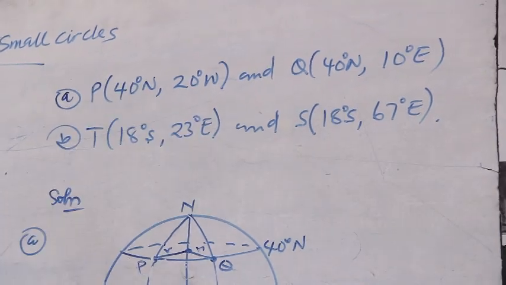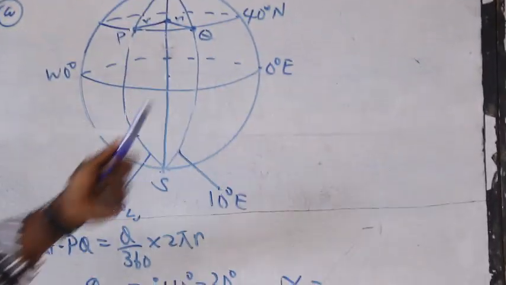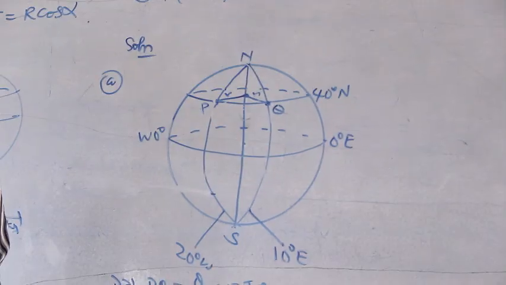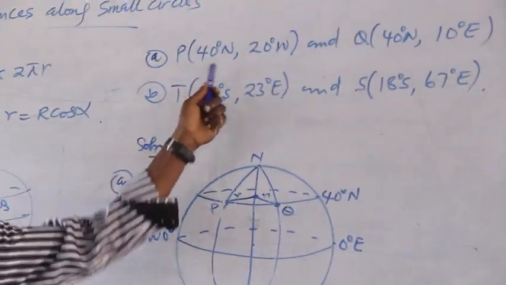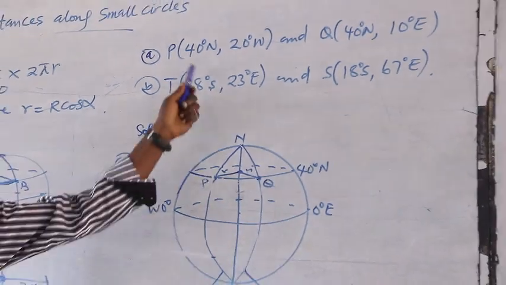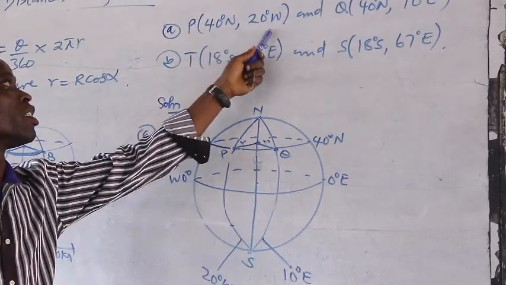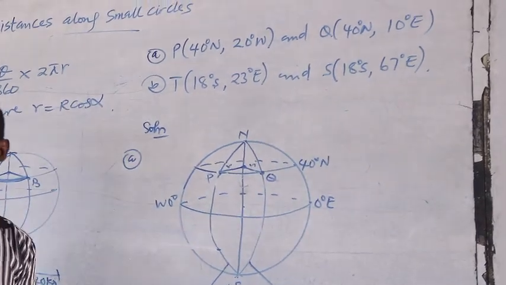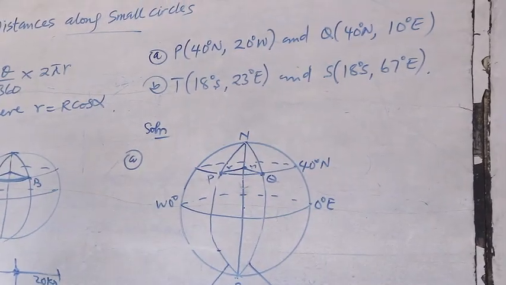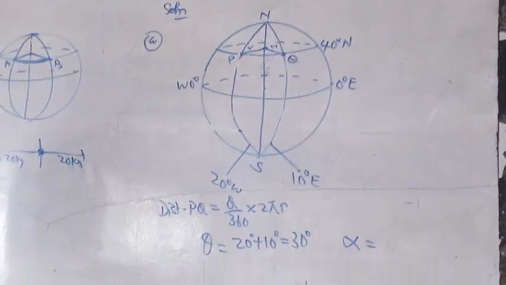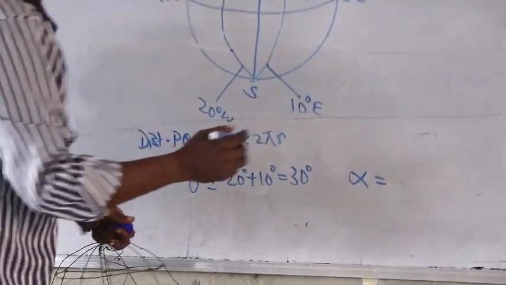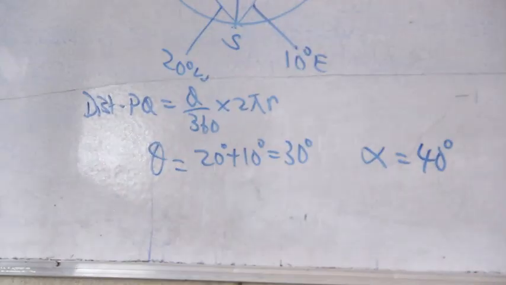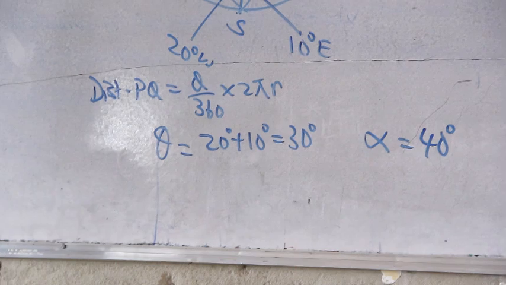So this is alpha. So alpha here is what? 40 degree. And you can see how this question looks in word form. There are 2 points, P and Q, on the same latitude, 40 degree north. Their longitudes are 20 degree west and 10 degree east. So we are still saying the same thing. Is that taken? So if you have it in word form, that is how to interpret it. So alpha now is 40 degree. There's no need to put north. Okay? Then we now find the distance.